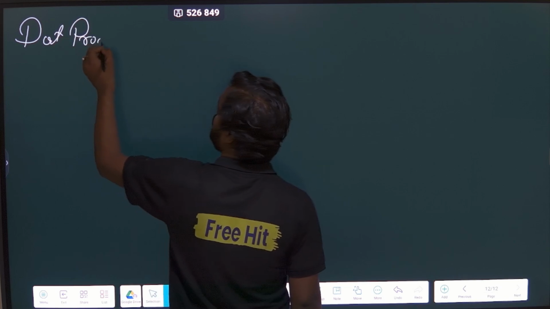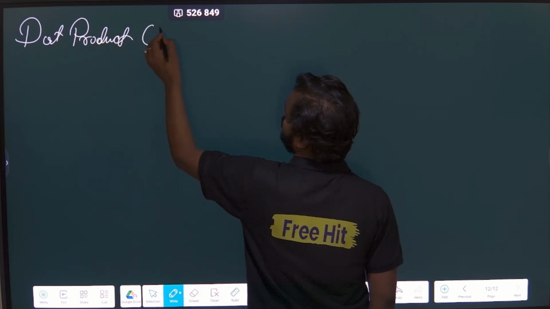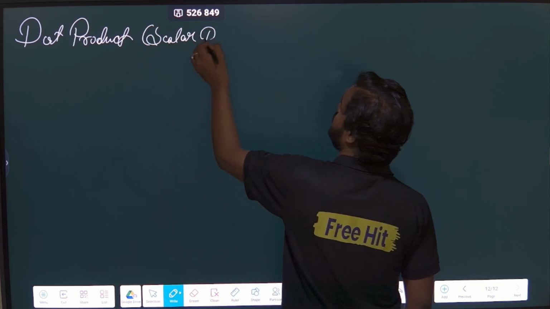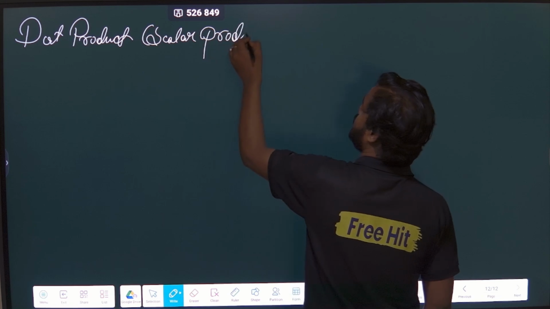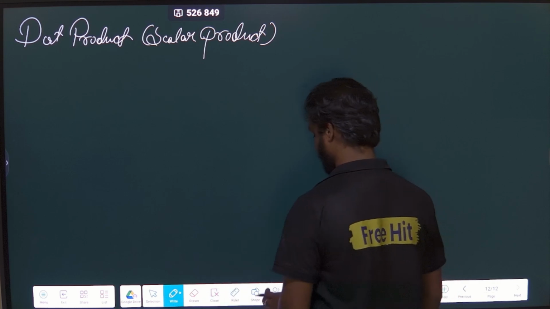Dot product, also called the scalar product. Why scalar product? Because the result is a scalar quantity. It has only magnitude. So that's why it is also called a scalar product. Clear?